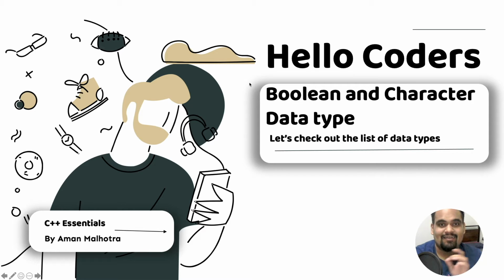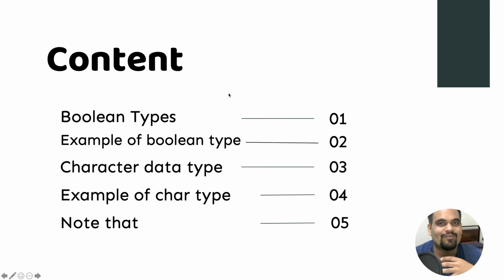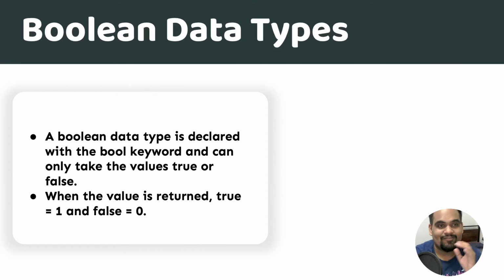Okay, let's start with the first and foremost thing, which is the contents page, so we know what we are going to study. We're going to talk about Boolean types, example of Boolean types, character data type, example of character types, and a note. Firstly, let's talk about Boolean data types.